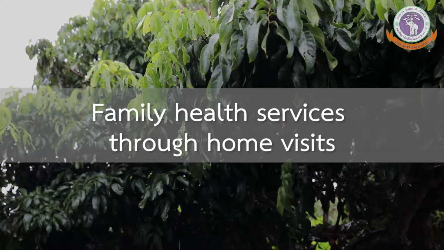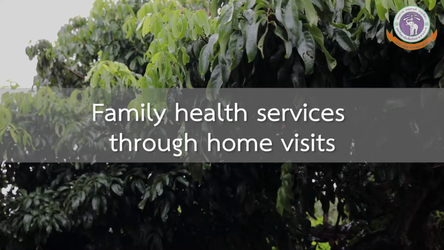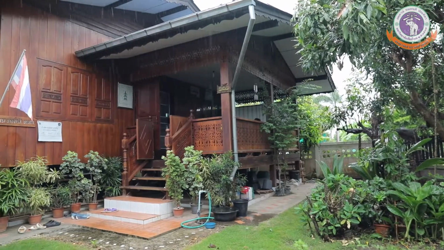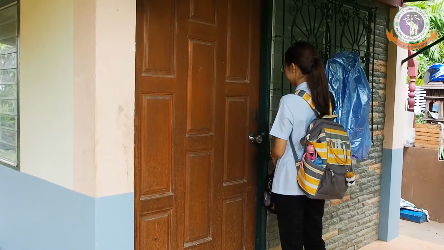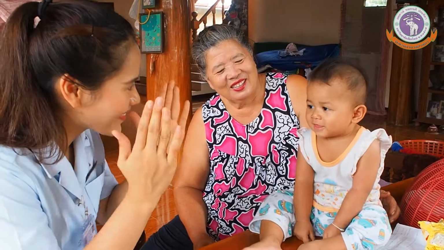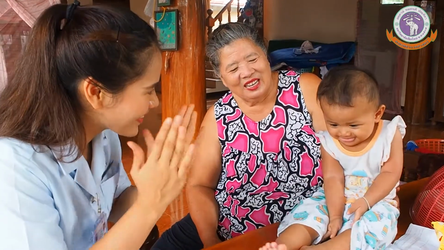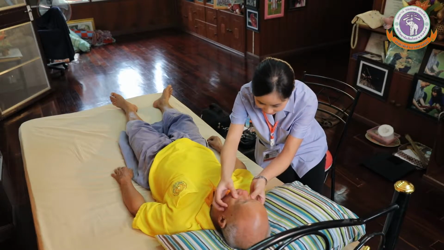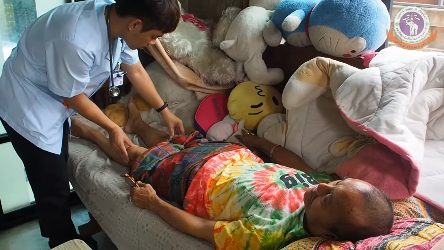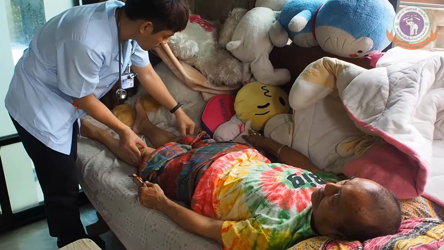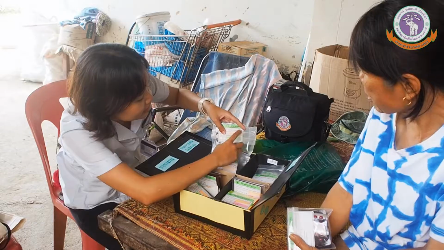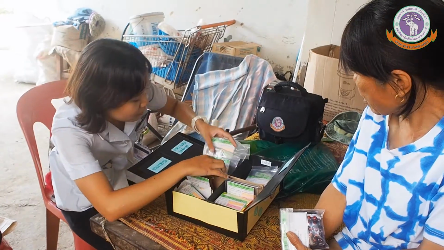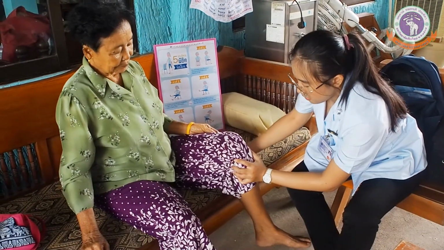Family health service through home visit. The community health nurse has an important role in family health care through home visits. This is a part of the family health service that focuses on the family as a unit of care. Its goal is to achieve well-being and provide health services to all family members, including health promotion, disease prevention, and minimization of health risks, primary medical care, and rehabilitation to a normal condition.